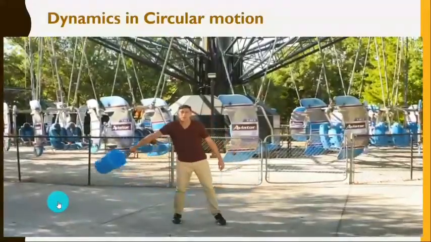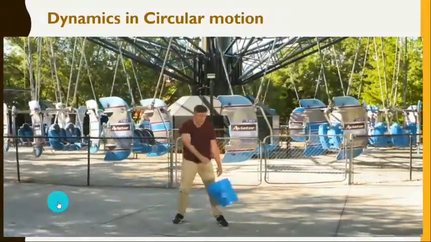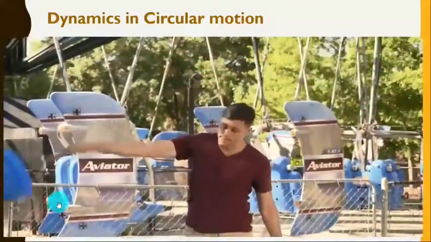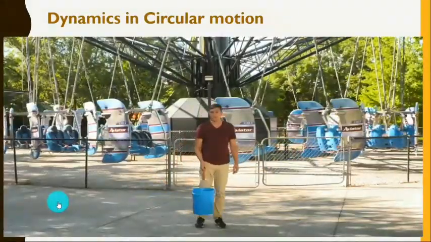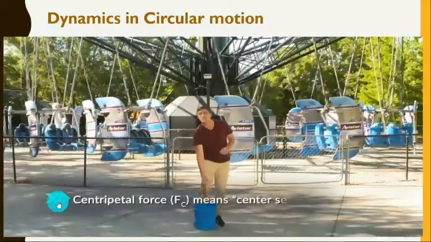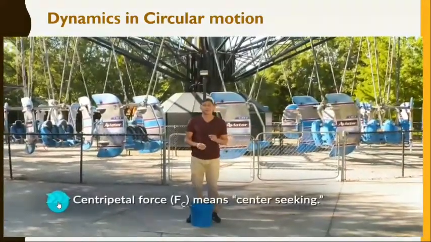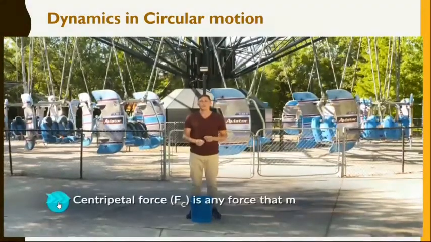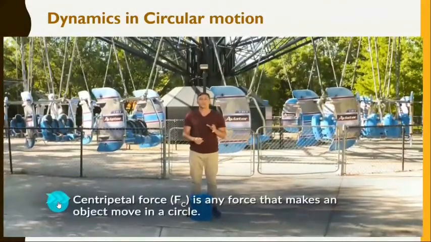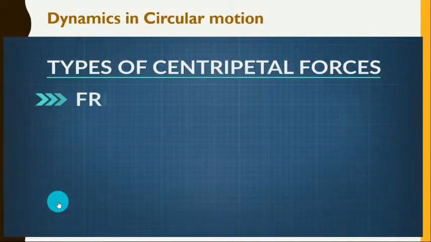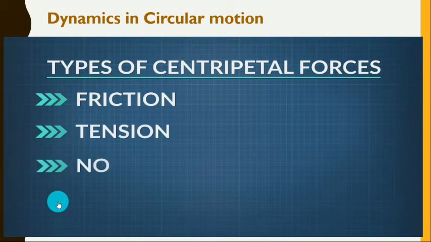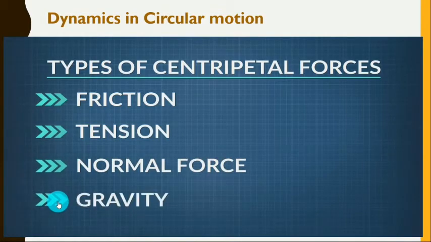You ever wonder why you can swing a bucket of water like this and the water doesn't spill out? It's because of centripetal force. It's a word that means center seeking, and it's written F sub c. Centripetal force is any force that makes an object move in a circle. There's more than one kind of centripetal force: friction, tension, the normal force, or gravity. And any of these can act as centripetal forces if they cause the object to move in a circle.